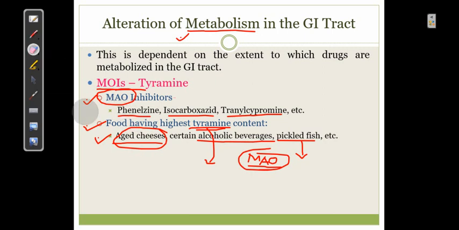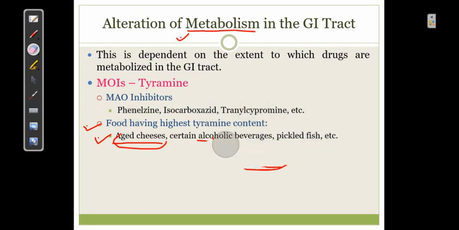This is called a hypertensive crisis, and that's why in the label of MAO inhibitors, all these drugs, phenelzine, isocarboxazid, tranylcypromine, it is mentioned that they should not be taken with food which is rich in tyramine content. Otherwise, a classical drug interaction, what we call a cheese reaction, could happen. I'm just showing an image.